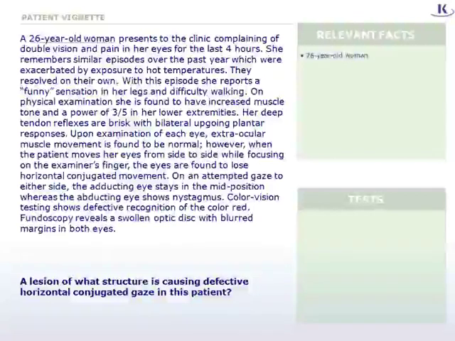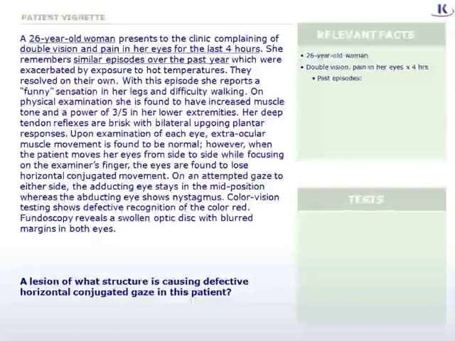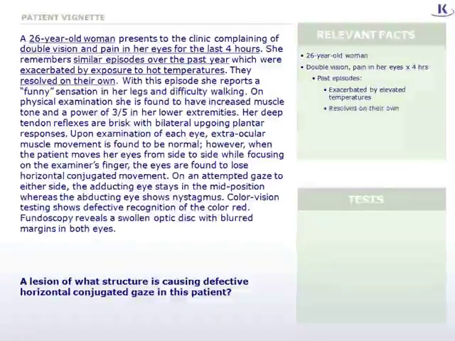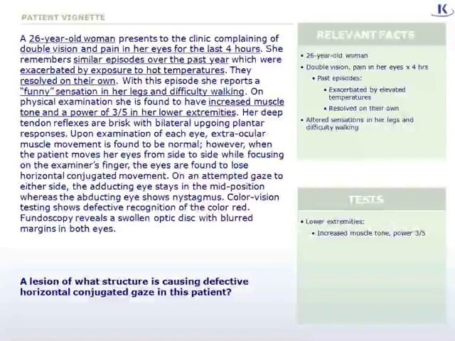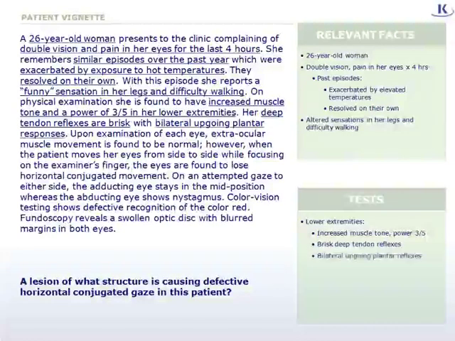This 26-year-old woman presents to the clinic with diplopia and pain in her eyes during the last 4 hours. She had similar episodes in the past, especially after exposure to high temperatures. Although these past episodes resolved on their own, on this occasion, she is also experiencing sensory disturbances in her legs and difficulty walking. On examination, she has increased muscle tone and a power of 3 out of 5 in both lower extremities. Deep tendon reflexes are brisk, and she has bilateral upgoing plantar reflexes.